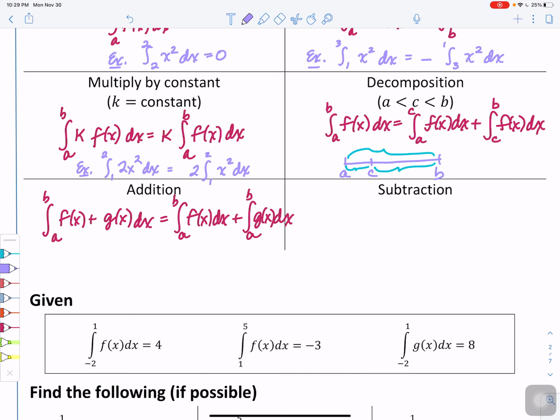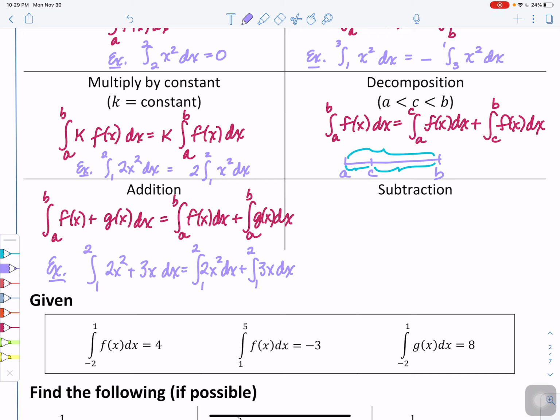An example might be the integral from 1 to 2 of 2x squared plus 3x dx is equal to the integral from 1 to 2 of 2x squared dx plus the integral from 1 to 2 of 3x dx. So you can break them up if you'd like.